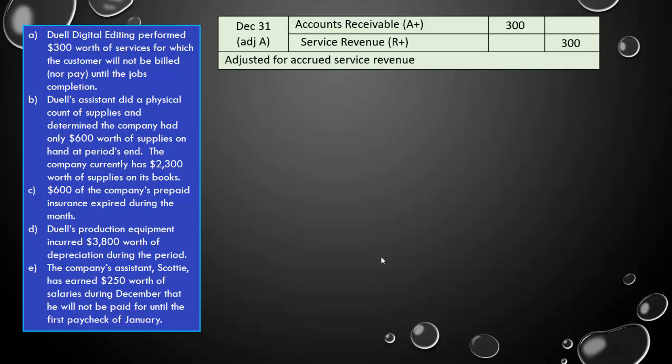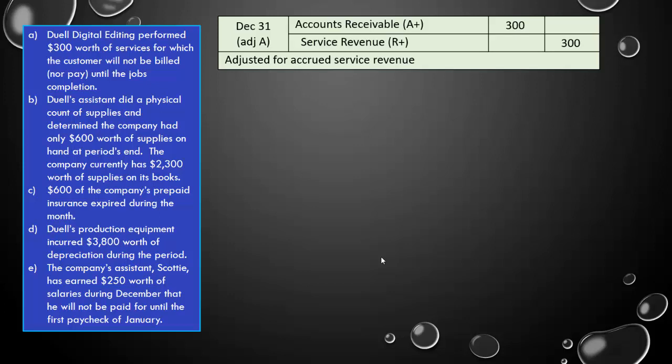We actually earn this portion of revenue within the month of December. So we start by debiting accounts receivable for the amount of money that we finished in services, which was $300. And because we did the part of the job to earn this revenue within December, we get to record the revenue in December. So it's a credit to service revenue for the same $300.